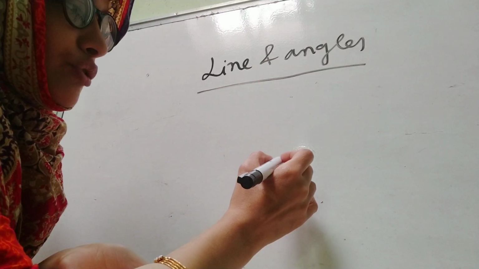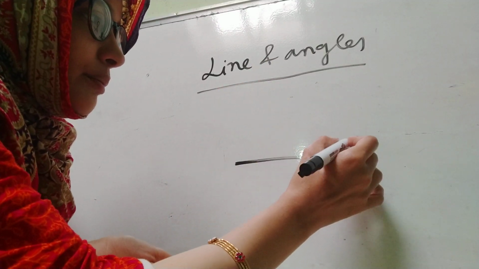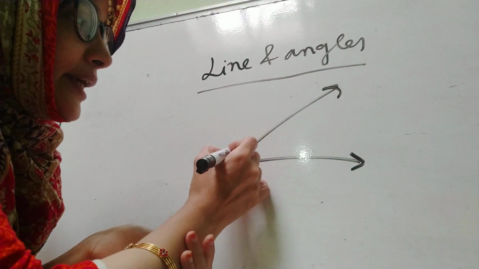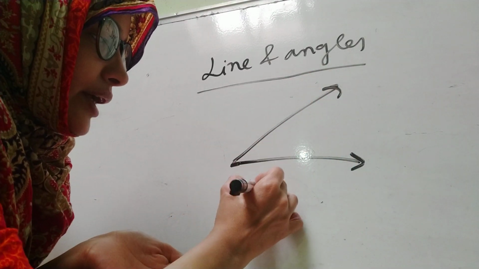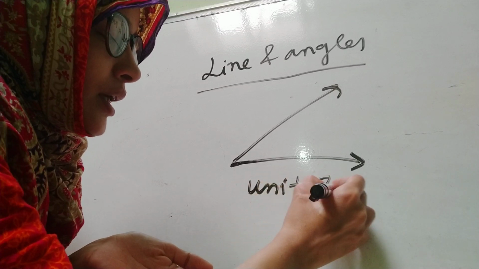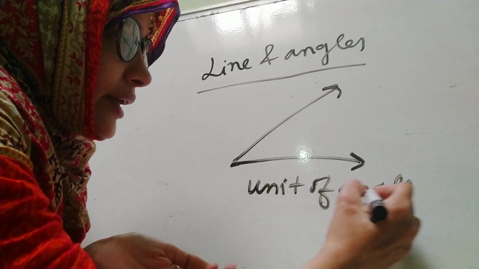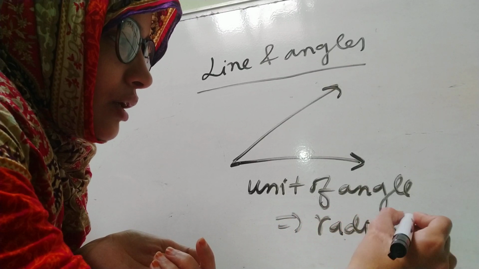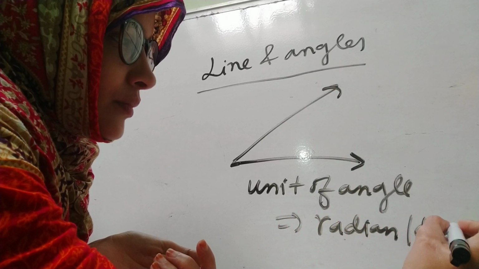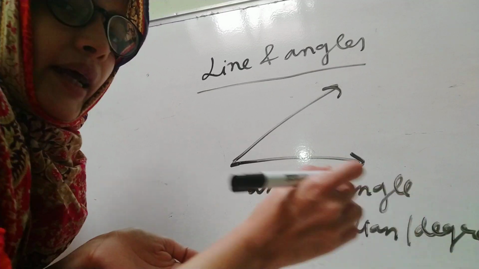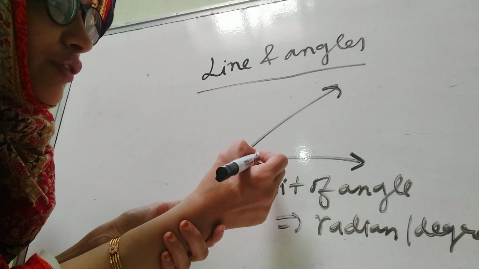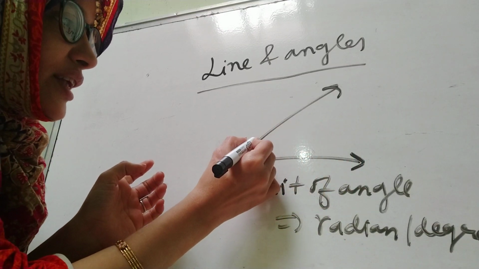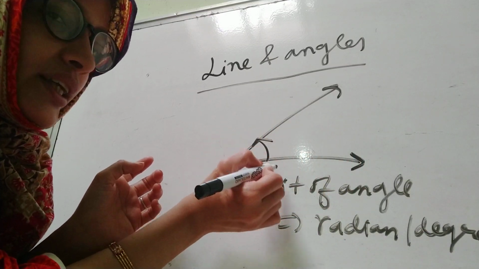One more thing I have to tell you is, if there is an angle, then how is it measured? The unit of angle is radian and degrees, and it is measured in the anti-clockwise direction from the x-axis. This is your x-axis and the anti-clockwise direction is this. So it is measured in this manner.